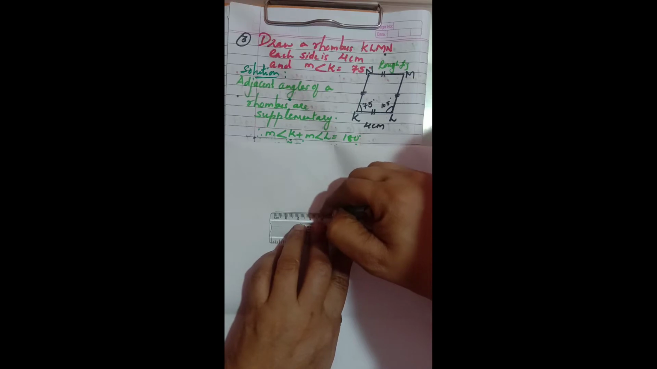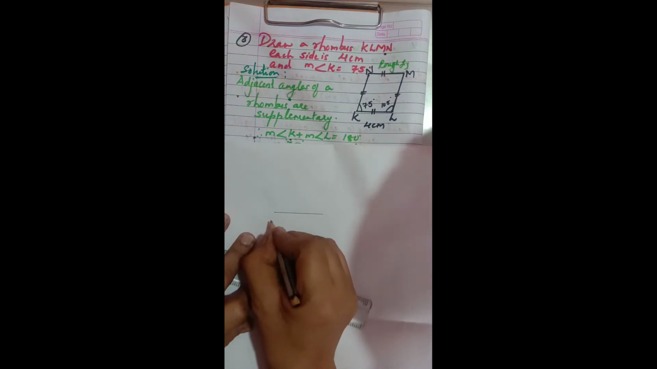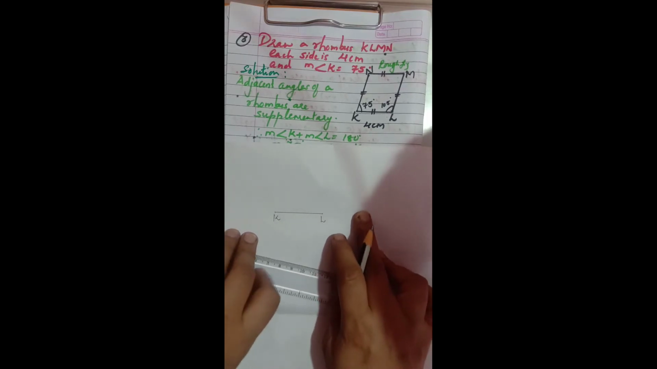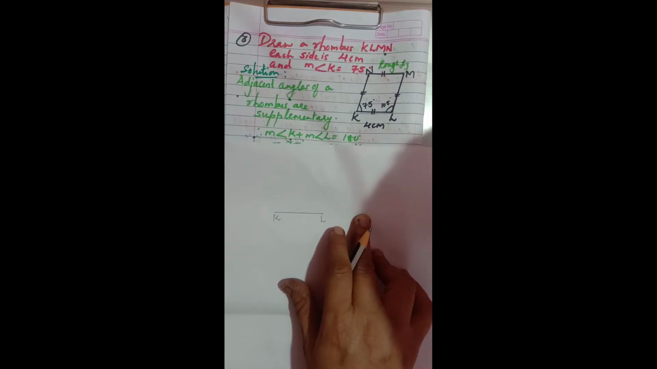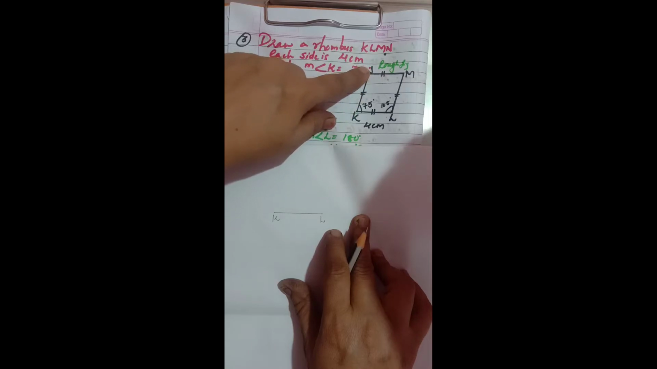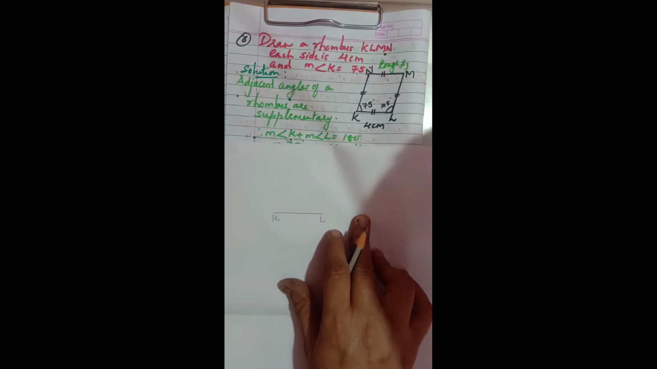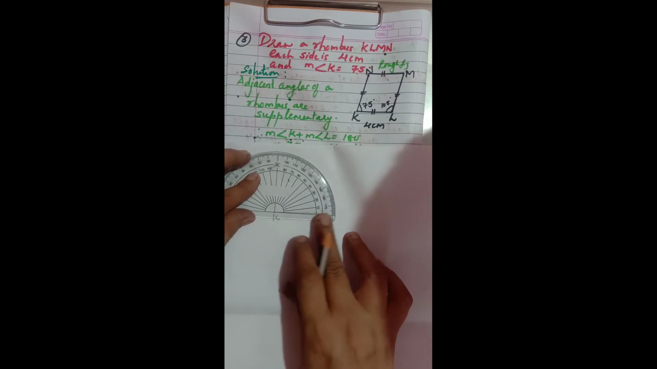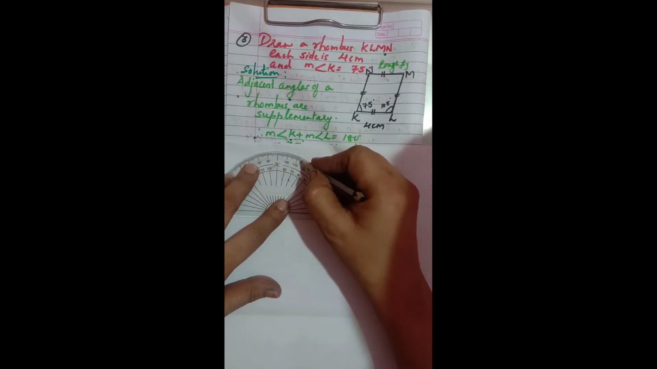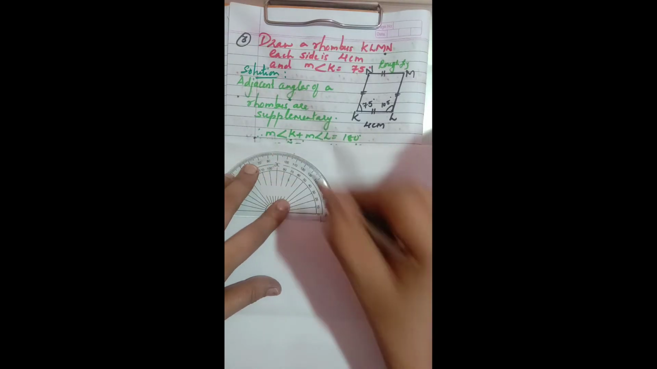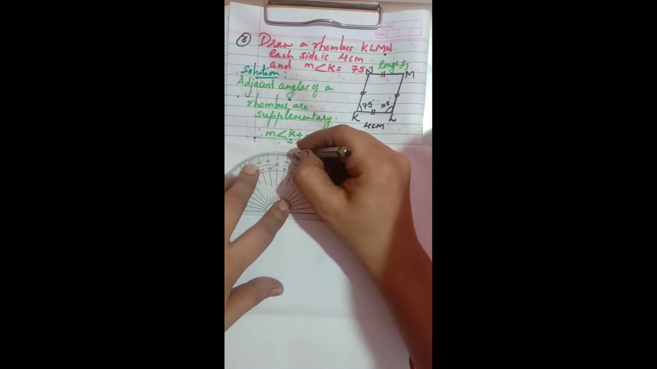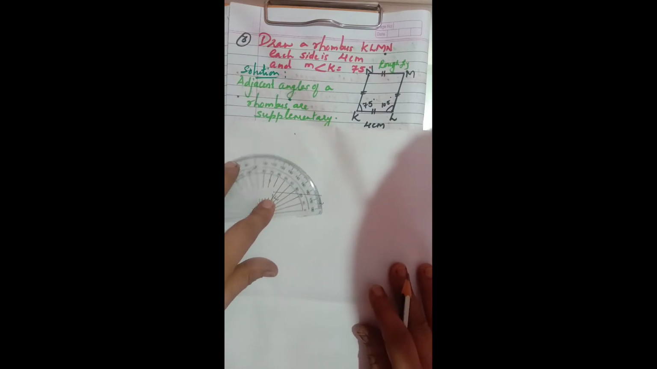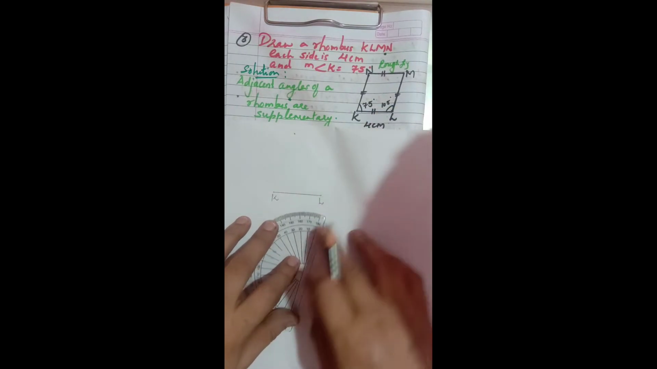First draw KL, measuring 4 centimeter. Then take your protractor, and draw the angle K as 75 degree. Mark 75 degree, and draw the angle K, that is equal to 75 degree.